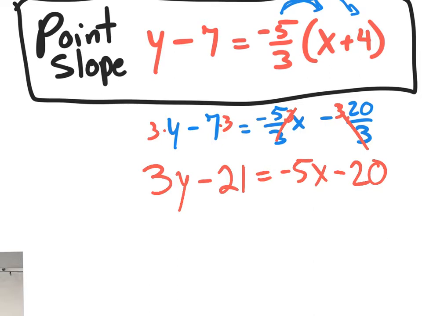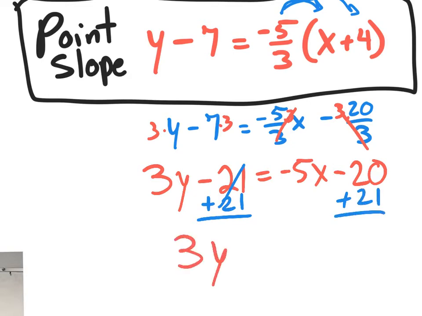So I'm going to get rid of this 21 by moving it over to the other side by adding 21, and adding 21 over here. So my new equation will be 3y equals negative 5x plus 1.